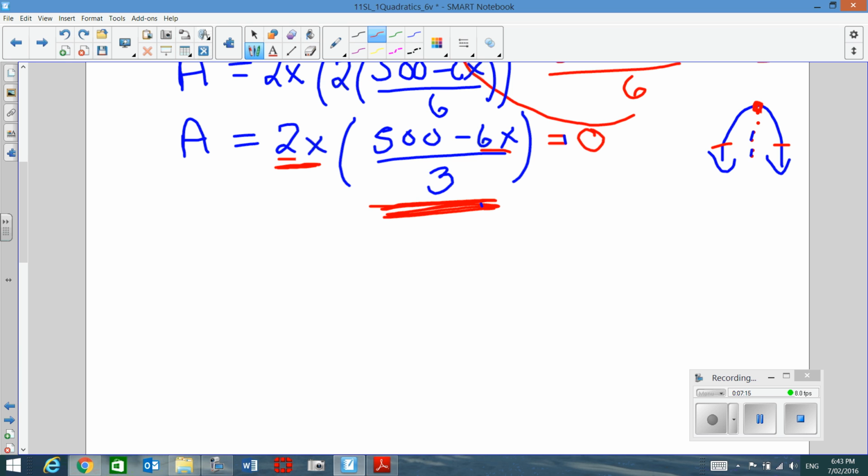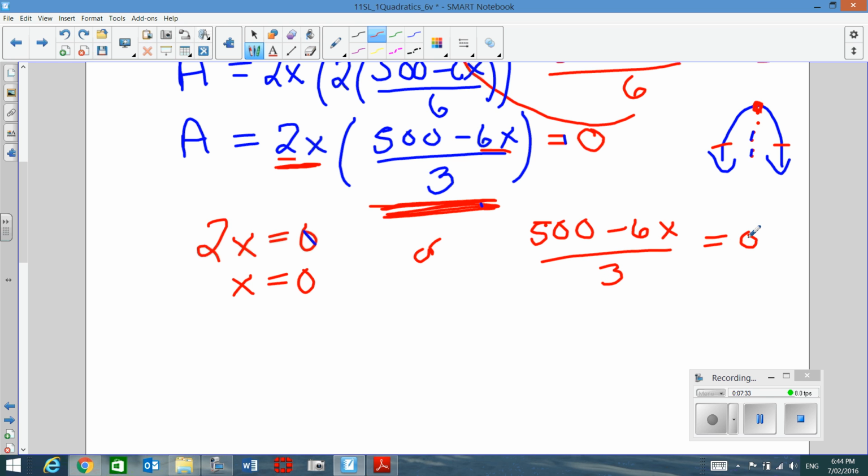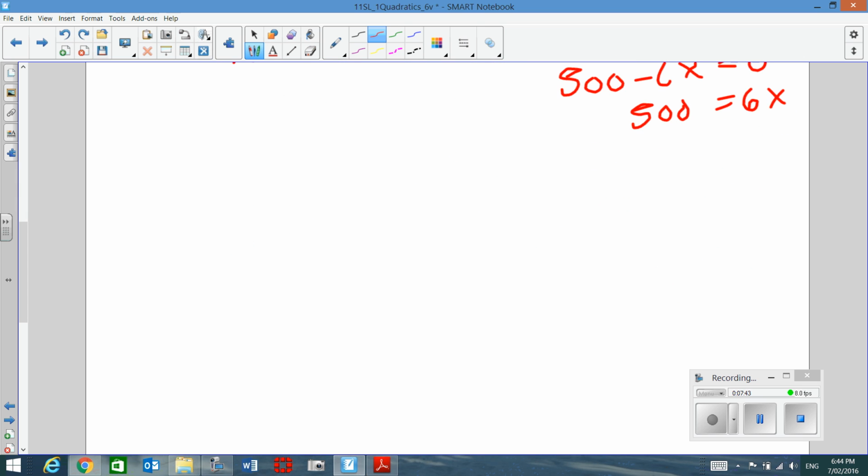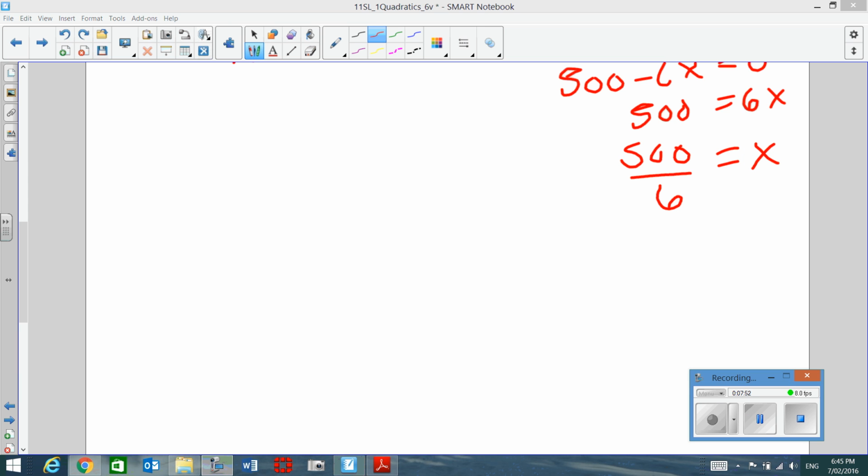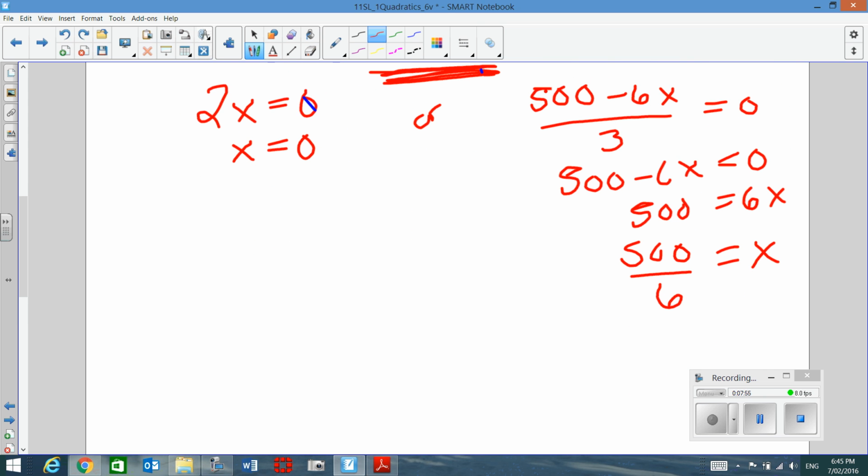So we'll try this one a little differently than we've done some of the others in class before. So for this one, we'll wind up just saying if I'm going to set it equal to 0, that means that 2x will equal 0, which means x is 0, or (500 minus 6x) divided by 3 is equal to 0, which means 500 minus 6x equals 0, which means 500 equals 6x, and x will be 500 divided by 6.